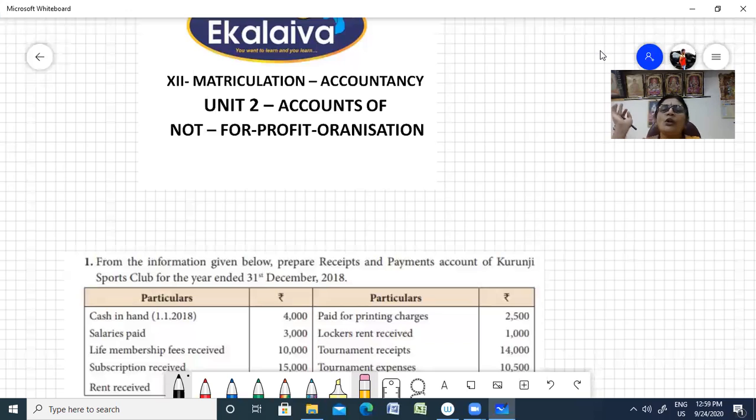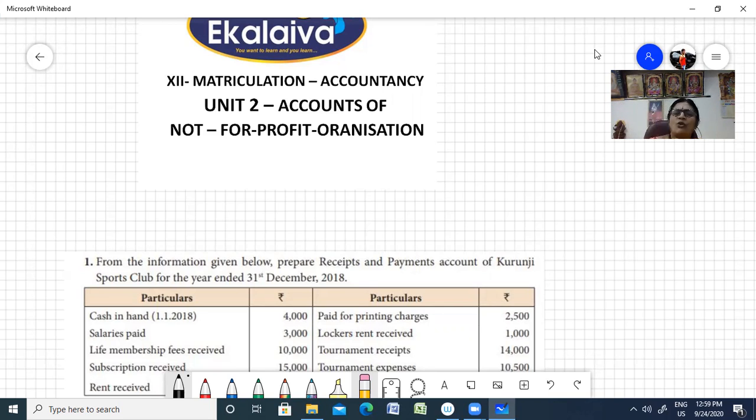Now, what type of accounts are these organizations going to maintain? How are we going to record their income and expenditures? What are the receipts like? What are the payments like? The first thing we'll be doing is the receipts and payments account. What is a receipts and payments account?